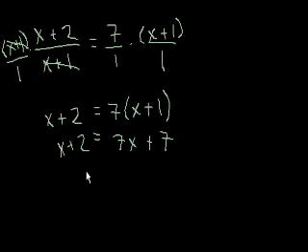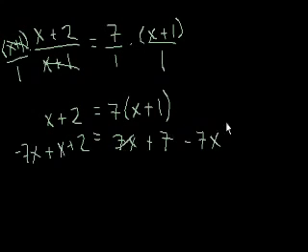And now all we do is we say, well, let's get all the x's on one side of the equation, and let's get all the constant terms, like the 2 and the 7, on the other side of the equation. So I'm going to choose to get the x's on the left. So let's bring that 7x onto the left, and we can do that by subtracting 7x from both sides. Minus 7x plus, this is minus 7x.